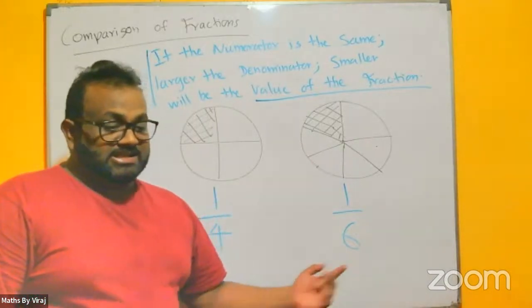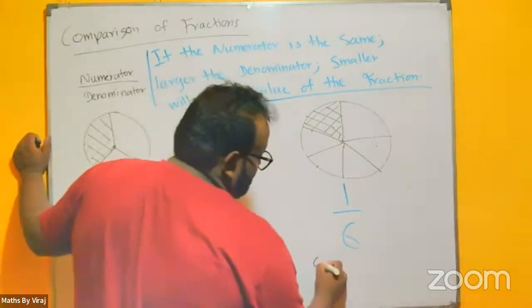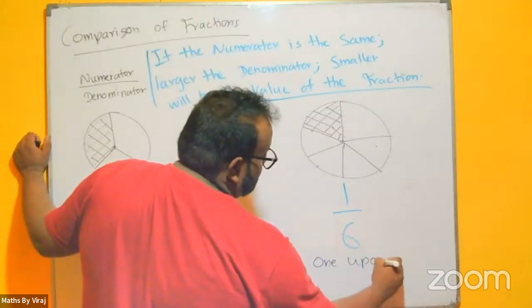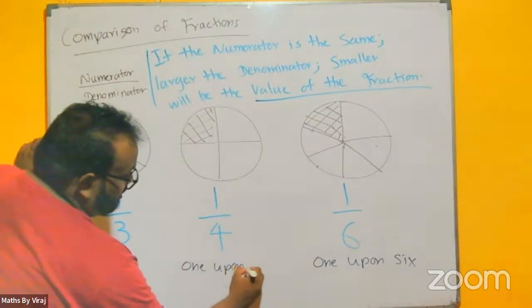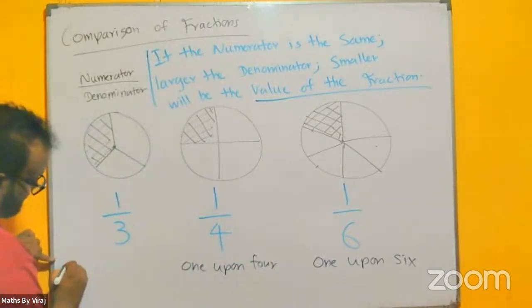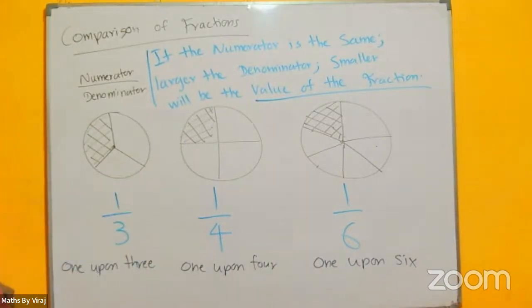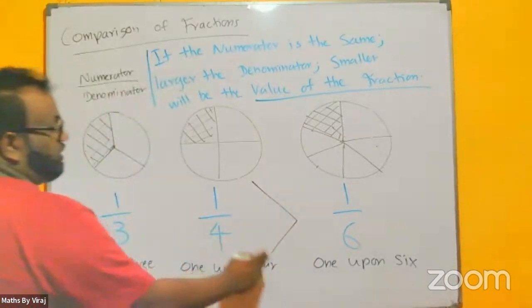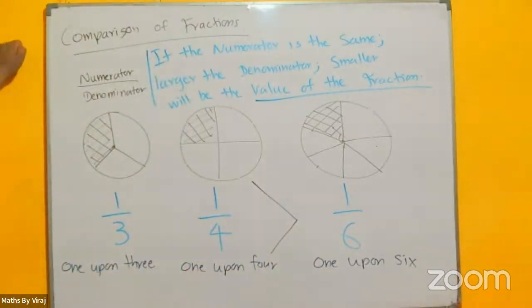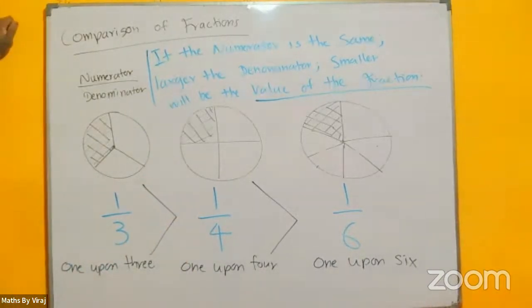1 upon 6. How do we say this, children? Say it with me. What is this? 1/6. There you go. What is this, children? 1/3. 1 upon 3. Likewise. So if I am to write it, which is the larger one? 1 upon 4 is larger than 1 over 6. And 1 over 3 is larger than 1 over 4.